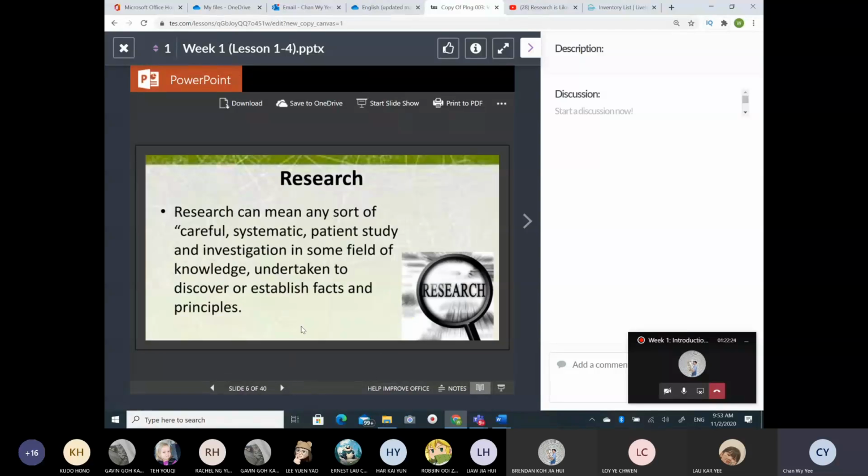Okay, next. So what exactly is research? Research is a careful, systematic, patient study and investigation in some field of knowledge undertaken to discover or establish facts and principles. So when you conduct research, you know roughly what it is about. For example, in PLNG003, you were actually conducting a mini research already, like poverty. You are finding what is the problem with poverty, what are the effects of poverty. So you know, but you want to actually establish facts, discover certain things that you do not already know, and come to a conclusion.